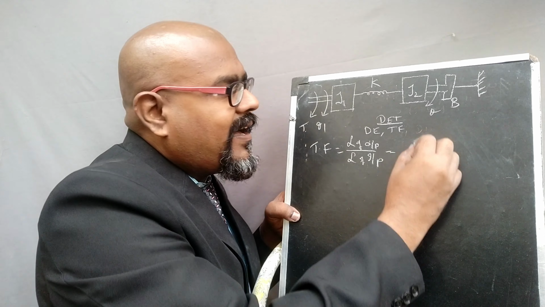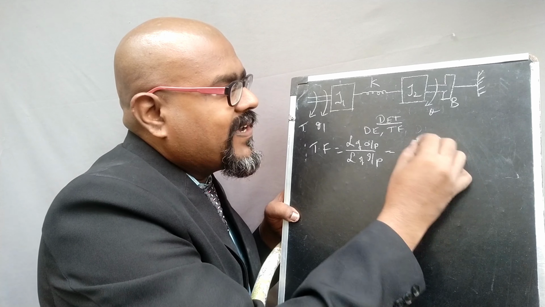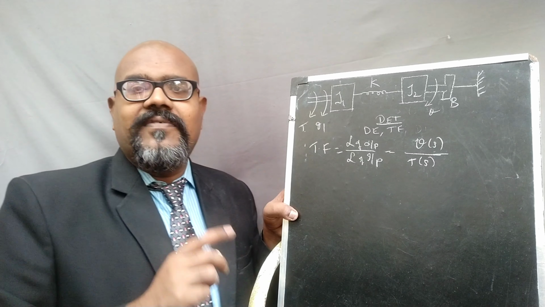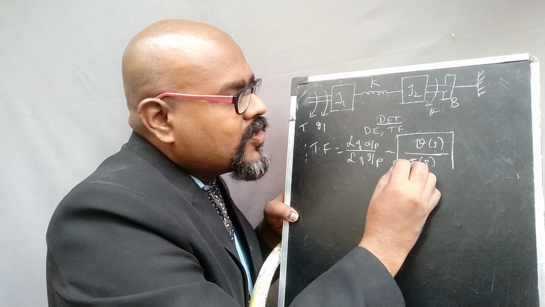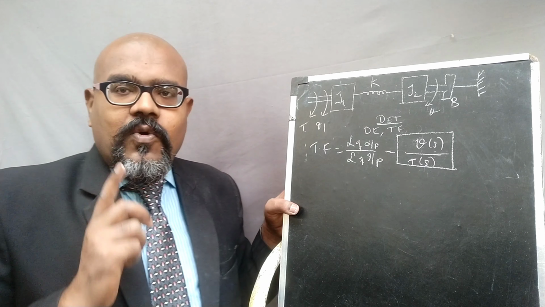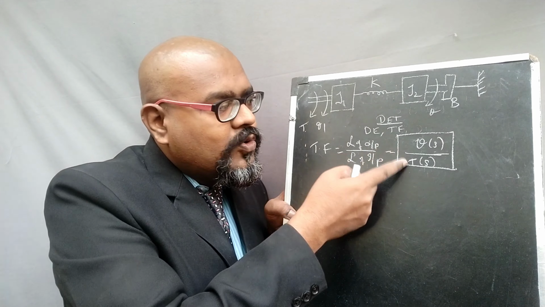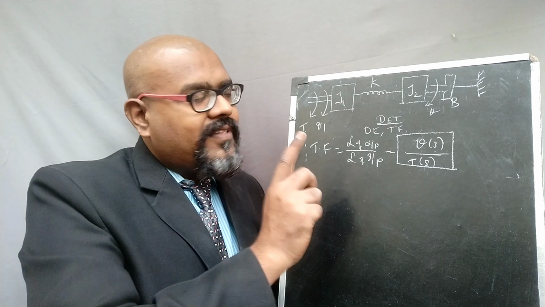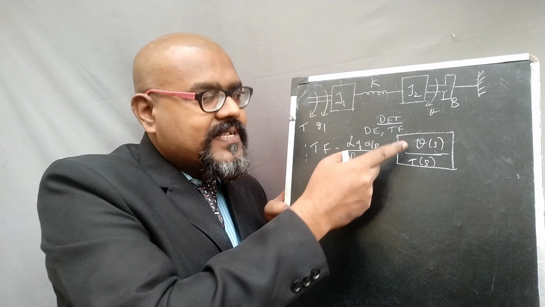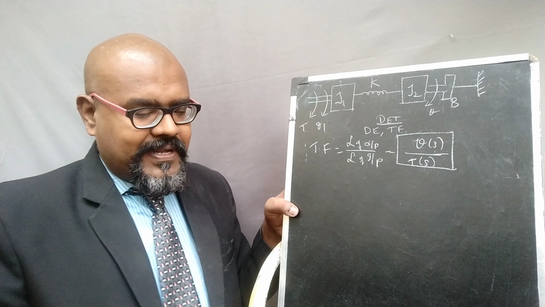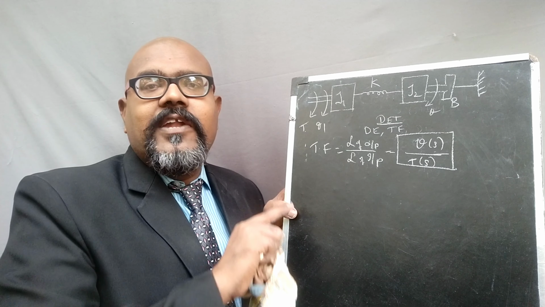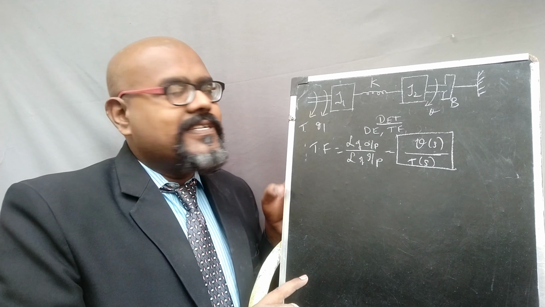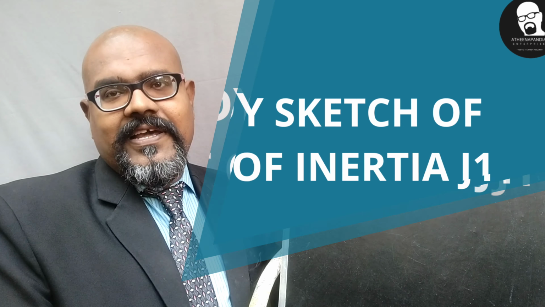So theta of S. Why am I putting theta of S? Theta of S is the Laplace transform conversion of theta. So we need to determine these two variables. Keep this in mind, because we are going to solve the problem according to this particular ratio. The final ratio should come as theta of S divided by T of S. Okay, please remember. Then, the next step is we need to sketch the free body diagram of J1 and J2 separately.